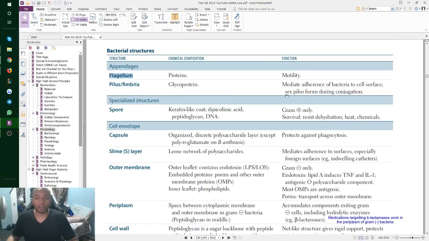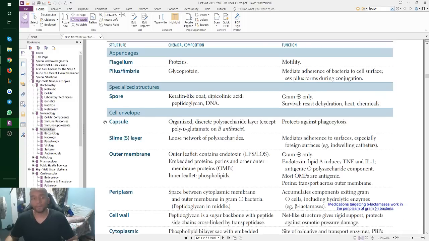A spore is only found in the gram-positive bacteria. So if you ever see a bacteria that has a spore, you know that it's gram-positive, right? So that's what I mean by taking information and being able to infer other information from it. And a spore is always keratin-like, right? It's going to have this dipicolinic acid in it. And of course, if that's given in a question, you can infer that it's about spores. Spores allow survival. They're there for resisting dehydration, extreme heat, and even chemicals. They can actually get through your digestive tract and come out just fine.